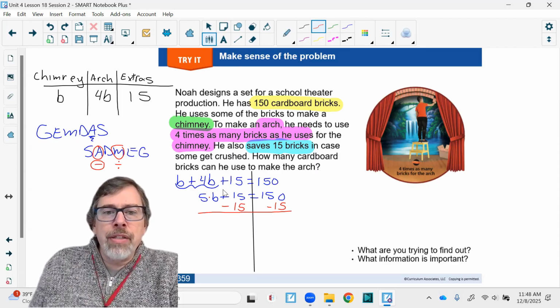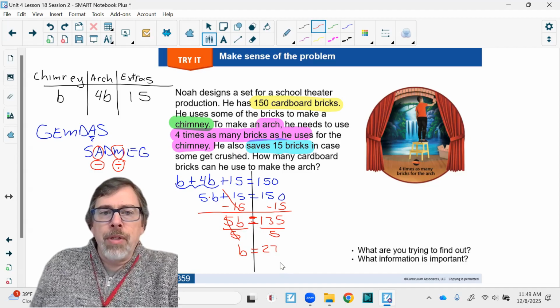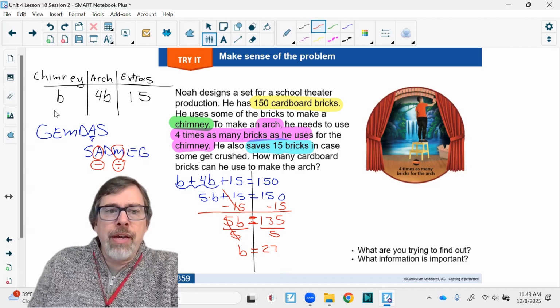Positive 15 minus 15 is a 0 pair. They cancel, leaving us with 5B. 150 minus 15 equals 135. Don't forget your equal sign keeps coming down. So now we have 5B equals 135. Now we're going to switch to division to get rid of this multiplication. And what you do to one side, you have to do to the other. The 5's cancel, and I'm left with B, which equals 27. 5 goes into 13 2 times with a remainder of 3. 5 goes into 35 7 times. Okay. So he used 27 bricks for the chimney.